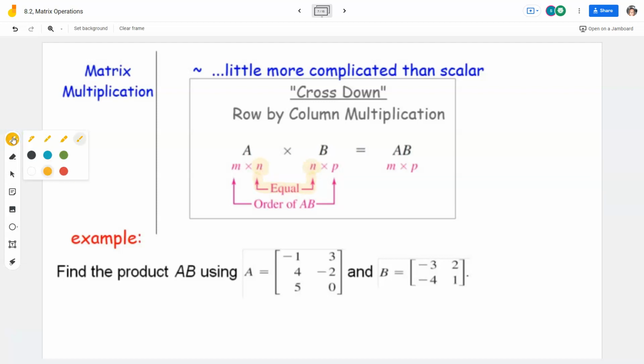Meaning, I need the number of columns of the first to equal the number of rows of the second. The question is why? And it might not make sense unless I show you something.